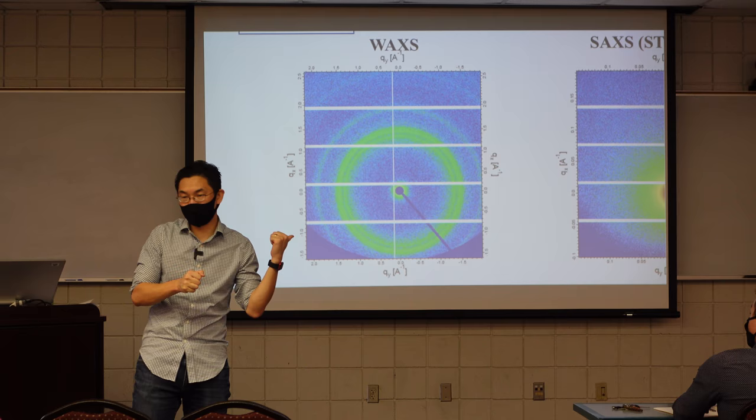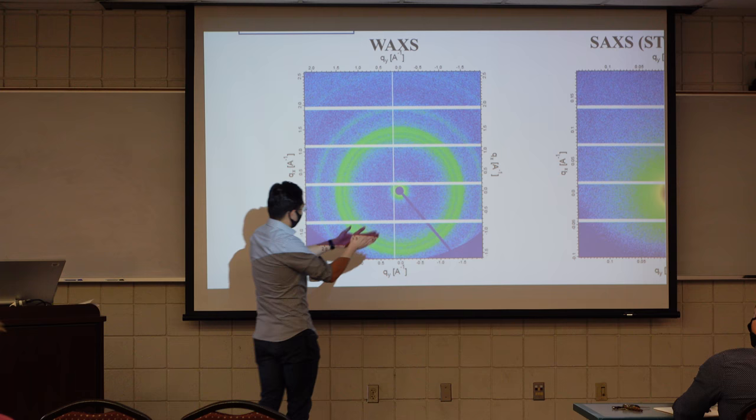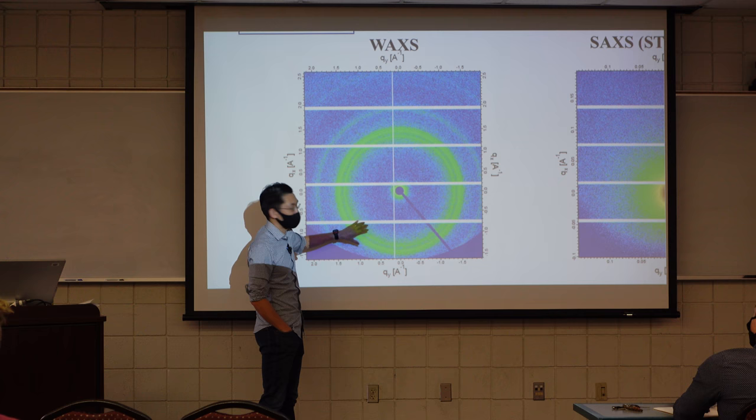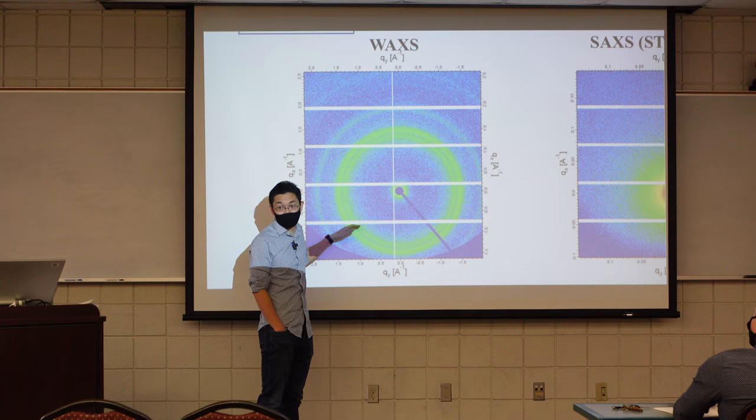So if you mount your sample in the capstone and you want a degree of crystallinity calculation, you need to measure the capstone first, then the capstone plus your sample, and then subtract the capstone signal from the capstone-plus-sample signal, okay? Do a couple of experiments.